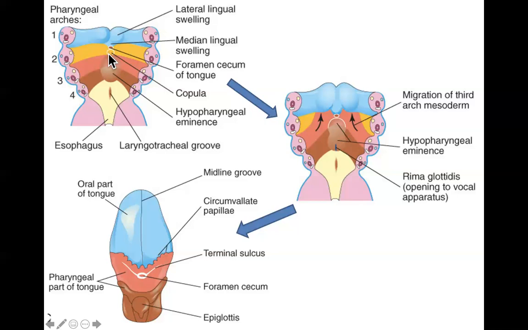disappear, but that's not going to happen before it brings a whole bunch of nerve fibers from cranial nerve 7 in, which is going to innervate a significant portion of the tongue. Cranial nerve 7 is going to innervate the taste buds of a significant portion of the tongue because this copula brought those nerve fibers with it.